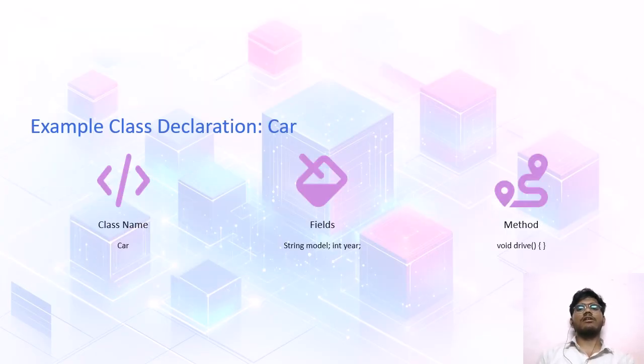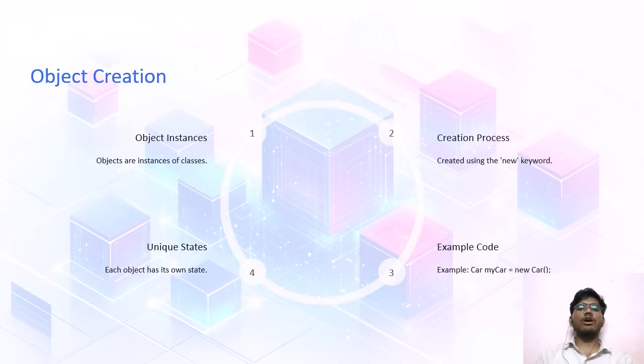Example of class declaration: Car. As we talked about before, we have created a class named Car, and the class name should begin with a capital letter, so capital C-A-R. The fields are a string model, and for example int year, and a method void drive, which is also declared with open and close parentheses. It is called a method, and the statements are declared within the curly braces.